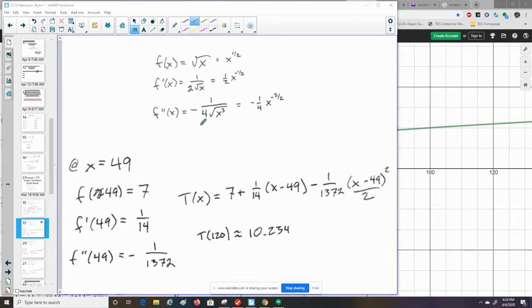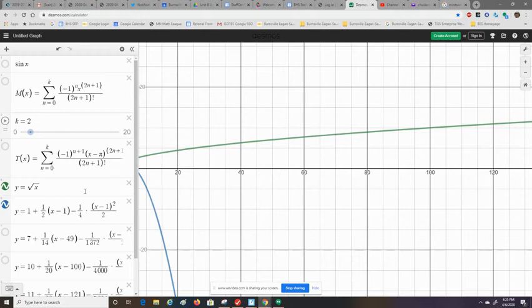That's wonderful. And so I've got these coefficients, again, the 7, the 1/14th, and the negative 1 over 1,372. And so I can plug in 120 to this. This is approximately the square root of x. So the square root of 120, I plugged in 120 at these values. I got about 10.234, which actually isn't terrible.